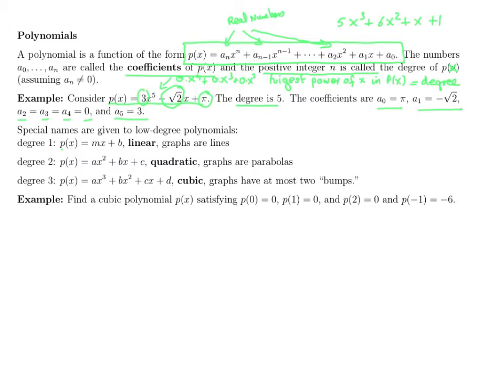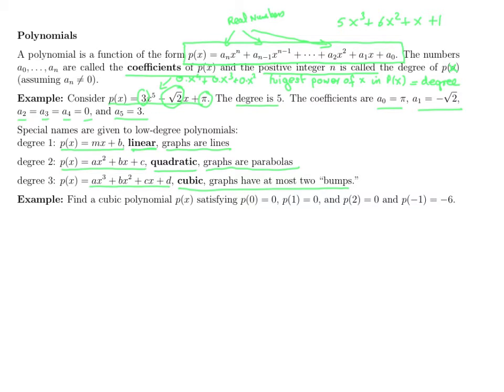If the degree of the polynomial is 1, then the function is called a linear function, and the graph, as we saw before, is a straight line. If the highest power is 2, then it's called a quadratic, and this is something we've looked at in detail before. The graphs are parabolas, and you know how to graph those by completing the square. And if the highest power is 3, then it's called a cubic. The graph has at most 2 bumps in it, and we'll see why that's true later when we study derivatives.